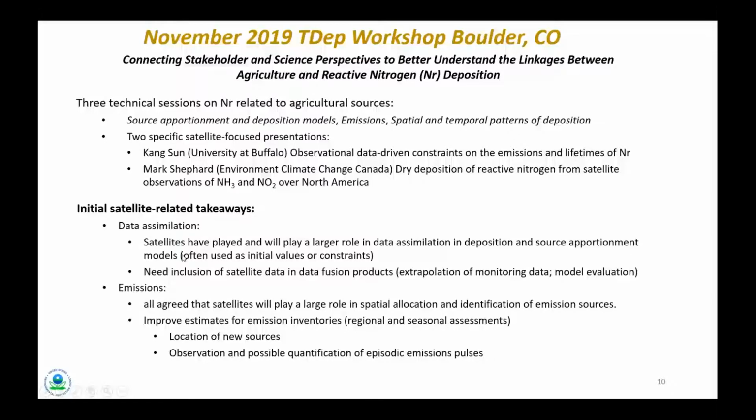The discussion and the takeaways from this workshop were pretty consistent with the TDep knowledge gap. So we're talking data assimilation. Satellites have already played, and will play, a larger role in data assimilation for source apportionment models, deposition models, and then also in the measurement-model fusion product. With the emissions, everyone agreed that satellites will play a large role in improving estimates for emission inventories, finding new sources, and quantifying sources that are hard to sample on the ground, for different reasons. It's definitely a big use.